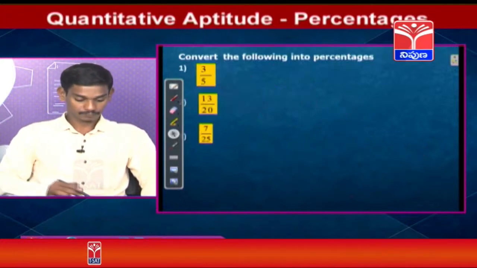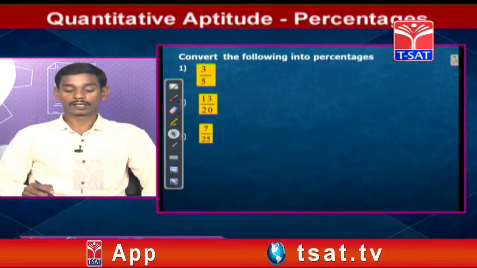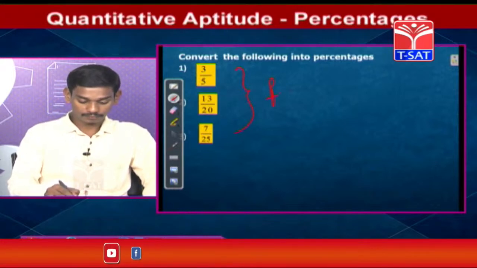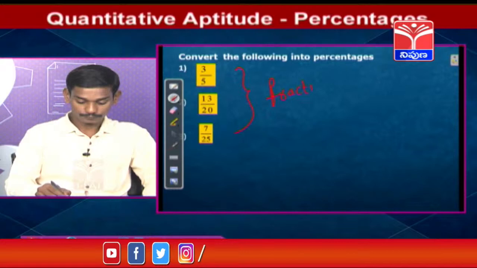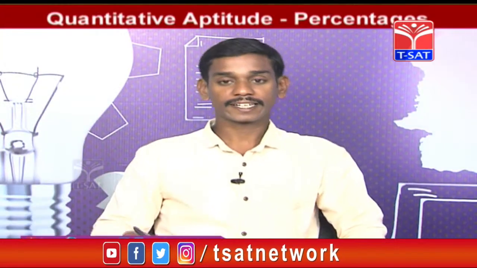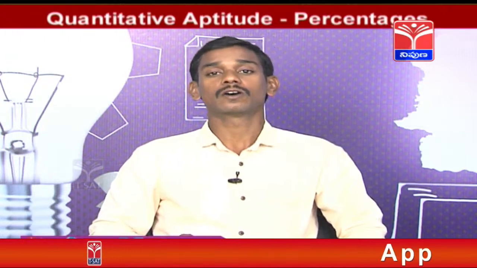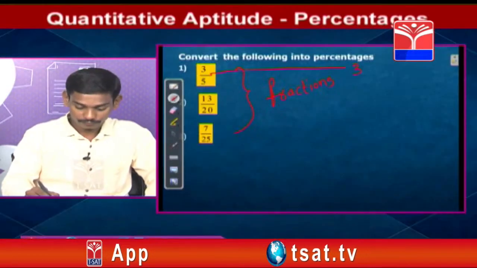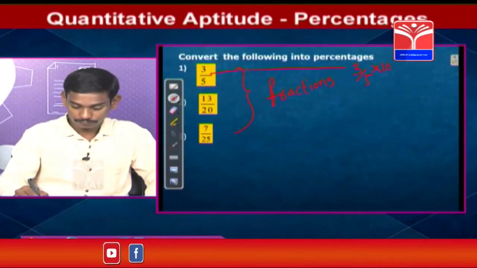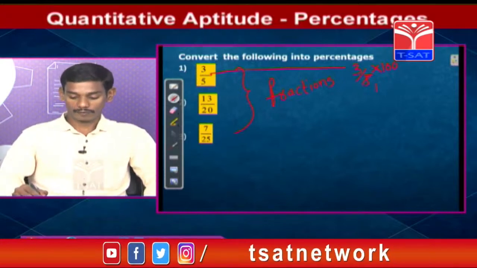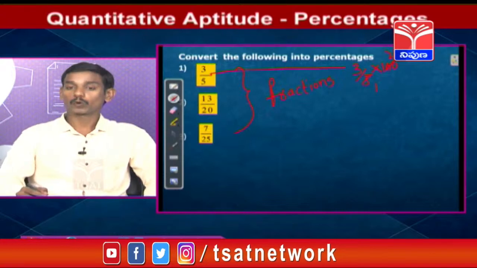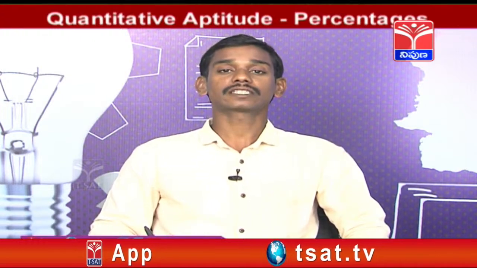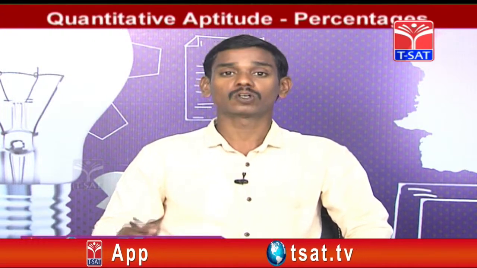And one more example here. Now convert the following into percentages. These are all called fractions. What can we do? We want to convert these fractions into percentages. How is it possible? Just multiply by 100. 5 ones are 5, 5 twenties are 100, 20 into 3 means 60 percent. So the value of the fraction 3 by 5 is equal to 60 percent.